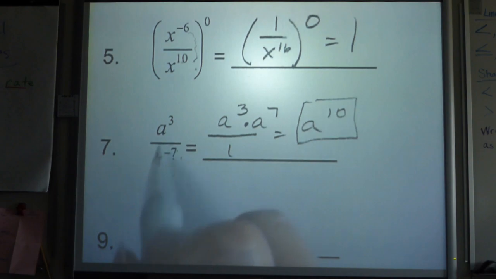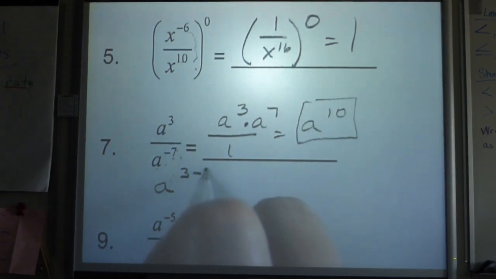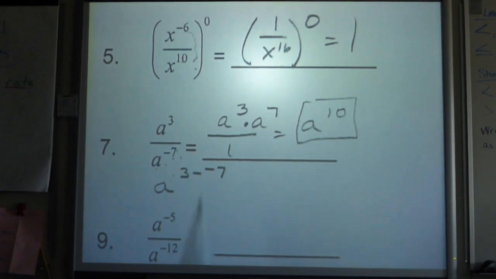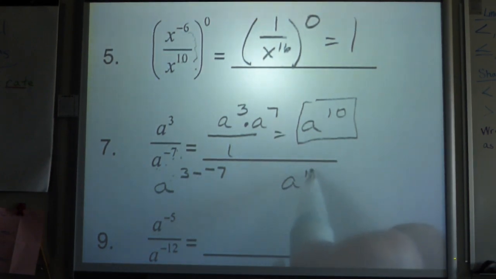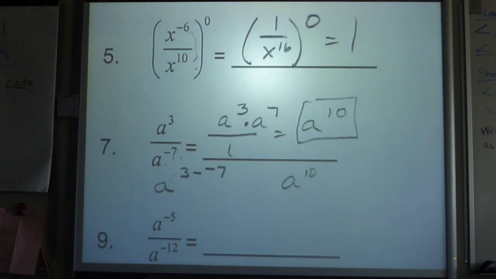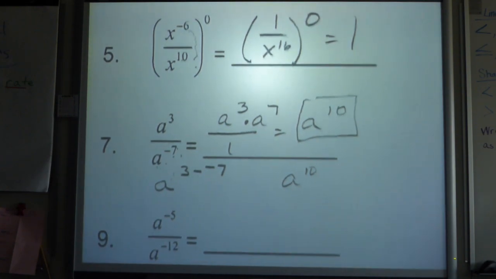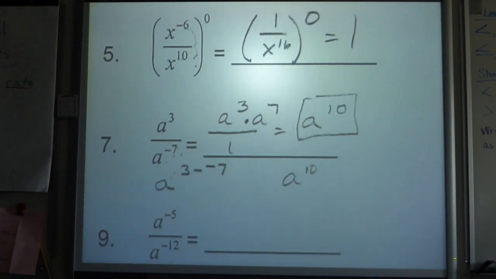Or you can say, oh, a to the third divided by a to the negative 7th is going to be a to the 3 minus negative 7. What's 3 minus negative 7? A to the 10th. Either way, whichever way you prefer to think of it, is totally personal preference. You get the same correct answer either way.